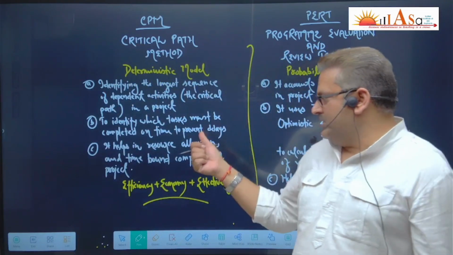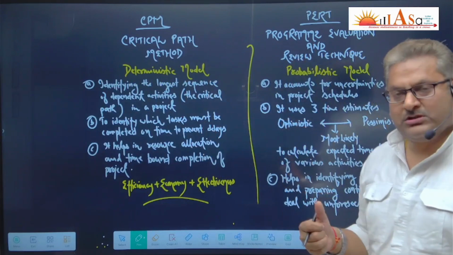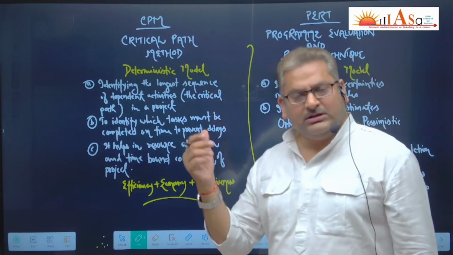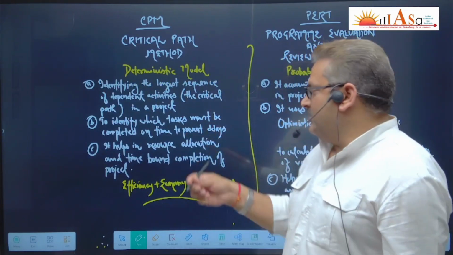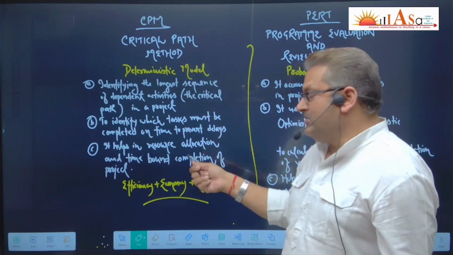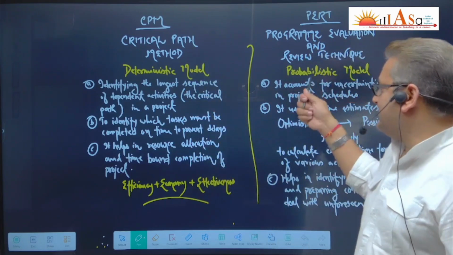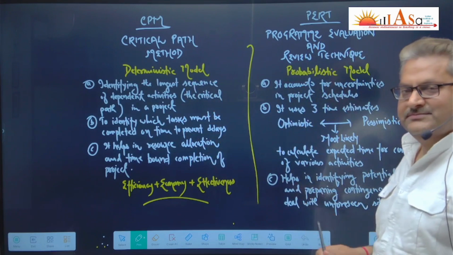So these two tools are being used by many public agencies all over the world. The focus of the Critical Path Method is mainly on efficiency, and PERT's focus is mainly on uncertainty. Point clear?